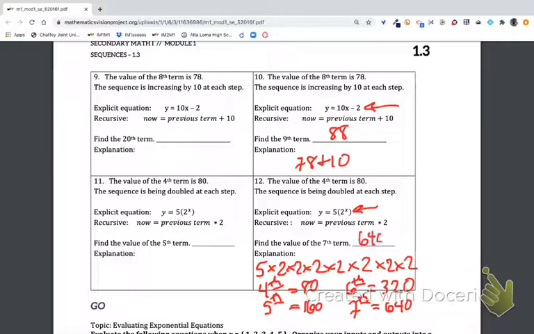So I think the easiest way to do it is the recursive, because I can pick up where the fourth was, and it's not too far away for me to continue to double. If you wanted to multiply all of those numbers out, 5 times 2 times 2 times 2 times 2 times 2 times 2, awesome. Find the one that's most efficient for you.